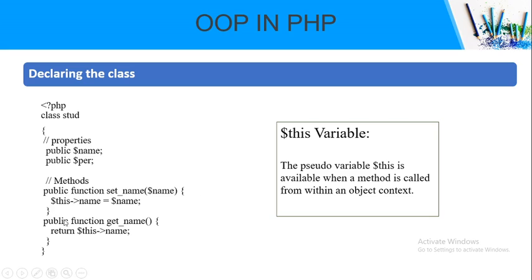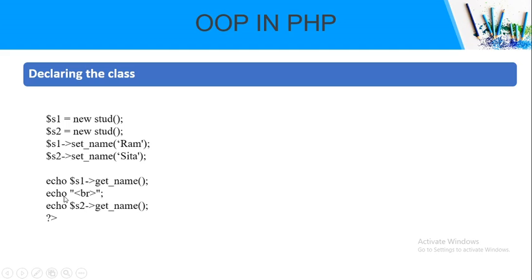Then you can also declare another function, getName, and this getName function returns the name of the student. Then we can create an object for the student class. Here $s1 is the first object for the class student, and you can declare the object by using the new keyword. You can also create another object $s2, meaning there are two different objects, $s1 and $s2.